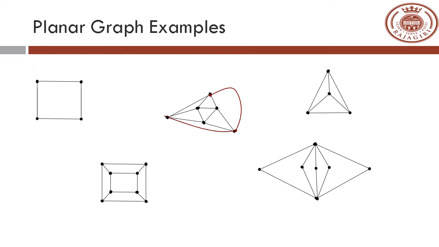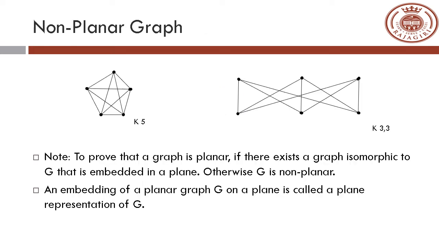Some examples of planar graphs are shown in the figure. In all the figures, no two edges are intersecting each other. Examples for non-planar graphs: the first graph is the complete graph with 5 vertices, and the second graph is the graph for the utility problem, also known as the complete bipartite graph K33.